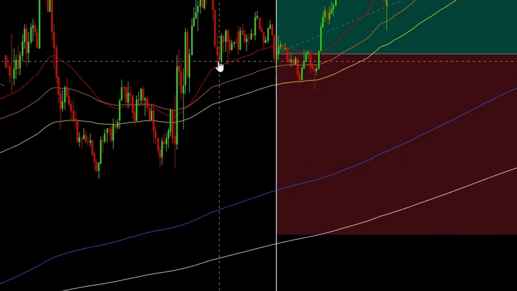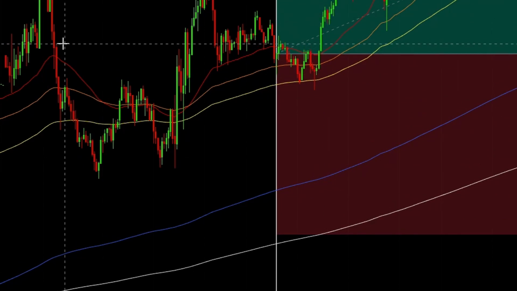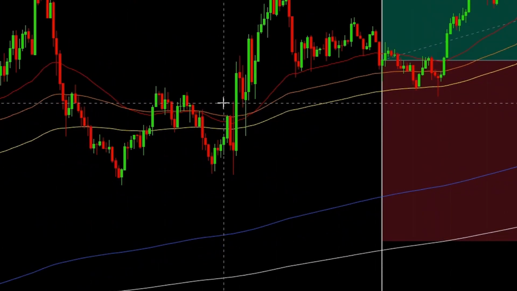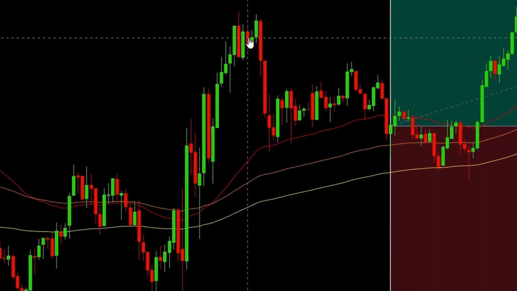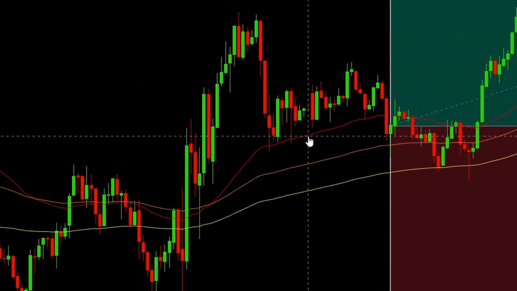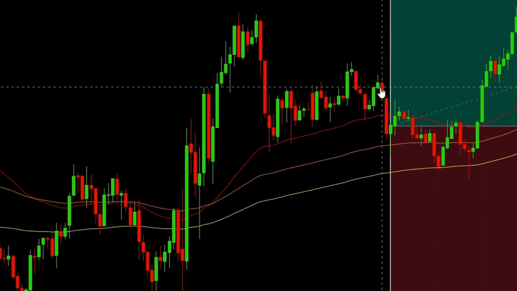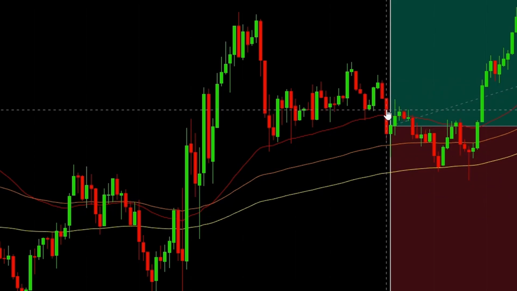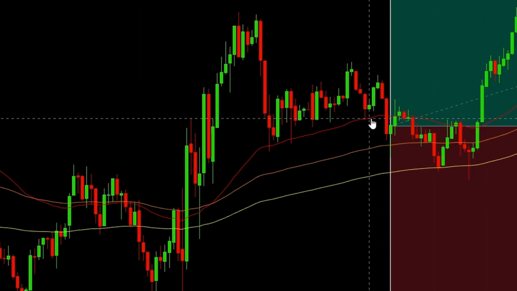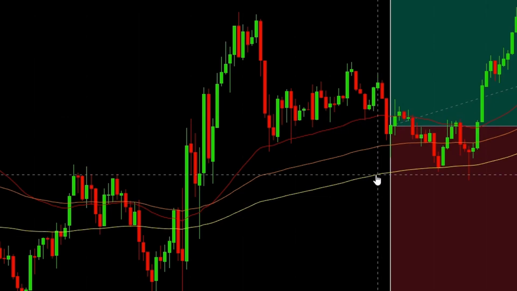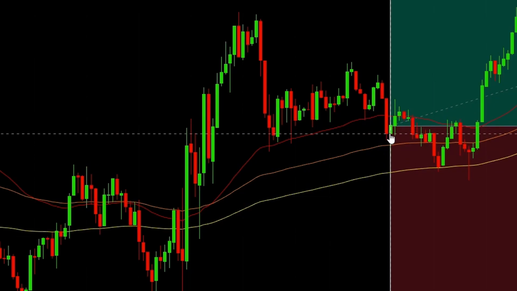After we confirm that all the EMAs are in a correct position, what we are looking for now is a pullback. We need the price to close under at least this red moving average, but not under the yellow one. Now, as you can see, that happens right on this candle. After we got a candle like that, a close under the fastest moving EMA, the red one, but above this yellow EMA, we want to see that the next candle is immediately green.